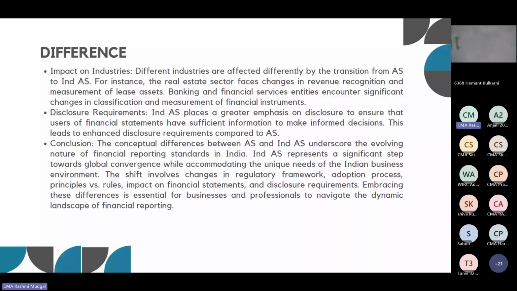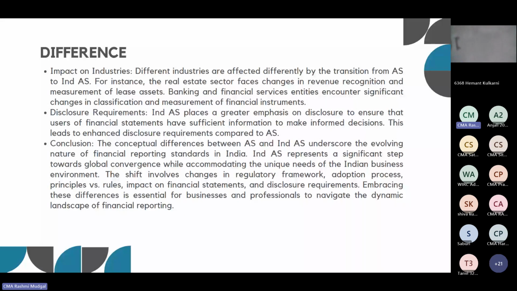Ind AS places a greater emphasis on disclosure, to ensure that users of financial statements have sufficient information to make informed decisions. This leads to enhanced disclosure requirements compared to AS. So we can say the conceptual difference between AS and Ind AS underscores the evolving nature of financial reporting standards in India.